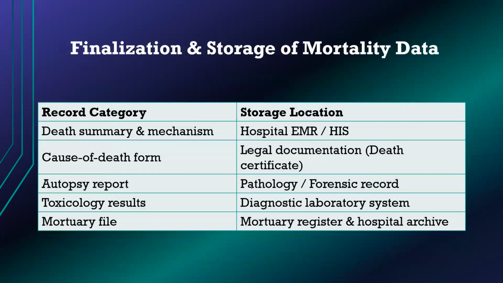Furthermore, there are final storage or mortality data sets also available that you can consider for this analysis. For instance, you can have record categories like death summaries, mechanism, or cause of death, etc. So this could be located at different positions. So if your research involves this kind of variables, that also you can highlight within your system or your data set itself.